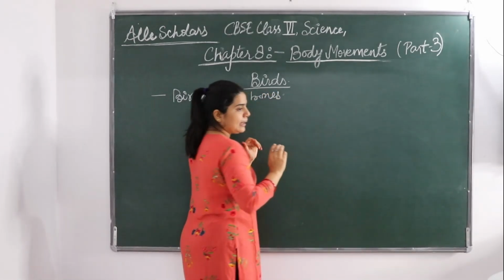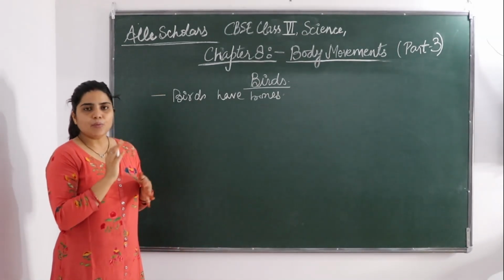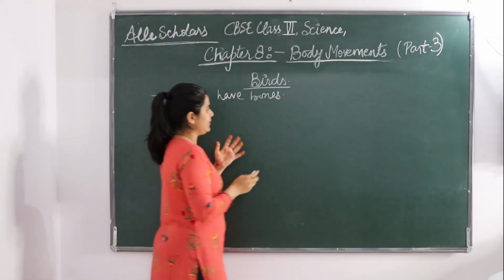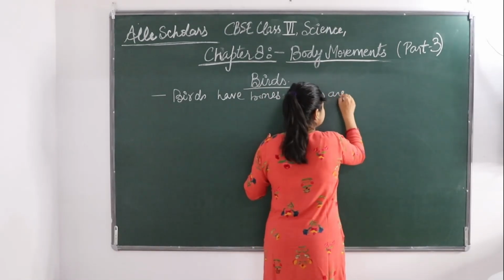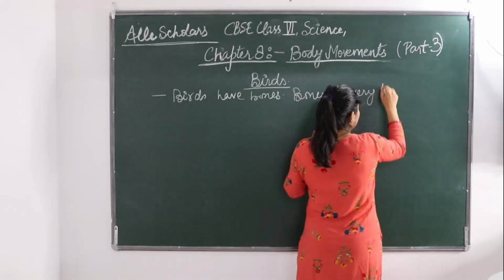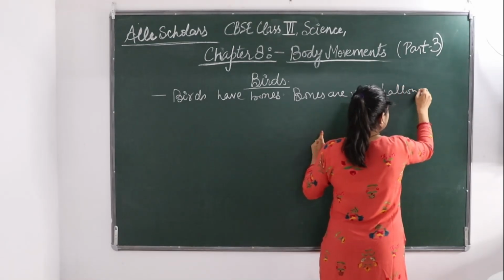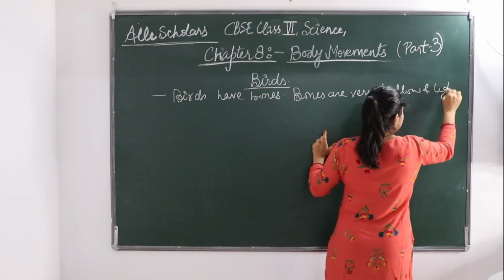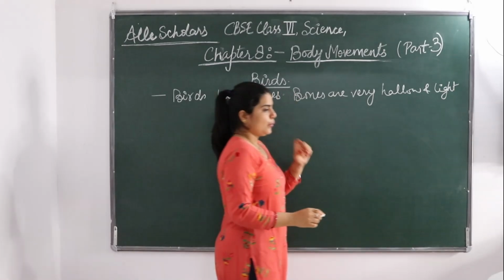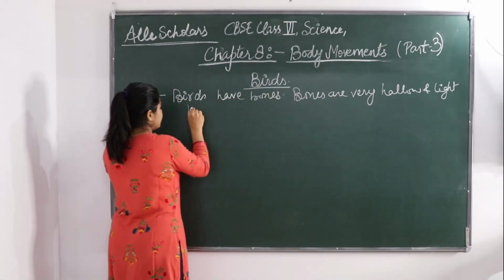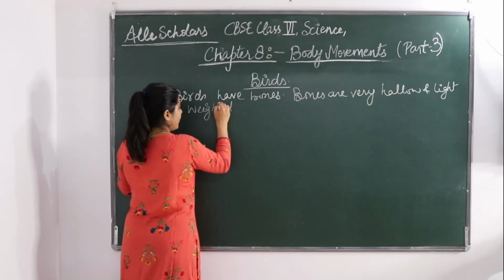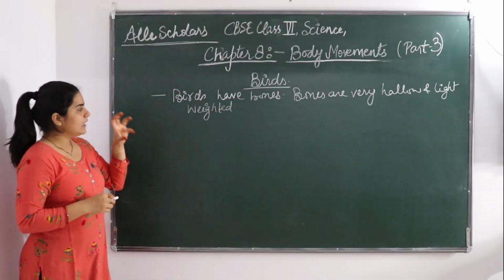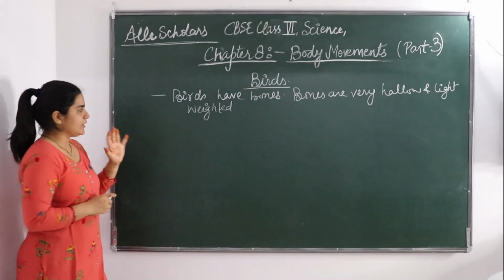Bones तो होती हैं, but इनकी bones कैसी होती हैं? Bones are very hollow and light in weight. Okay? Hollow and light-weighted होती हैं, लेकिन इनके पास bones होती हैं.